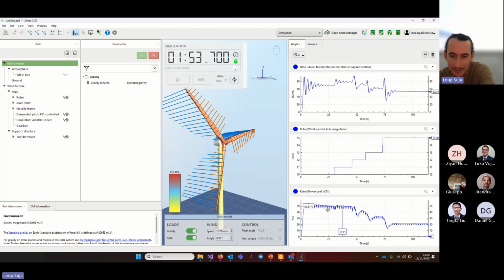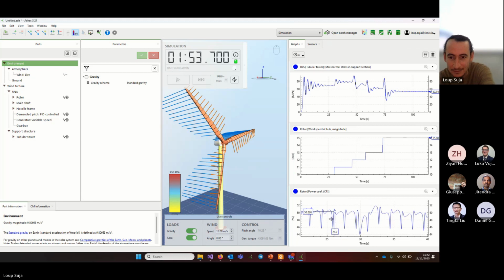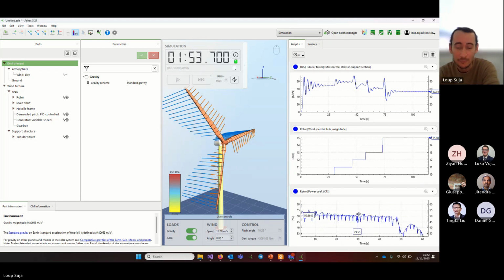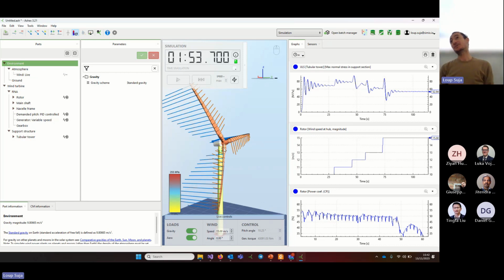Do you see these little peaks here? So there are lots of little peaks here. Do you want to guess what it is first, and then I can say it? Yeah. Spot on. It's the blade passing the tower.